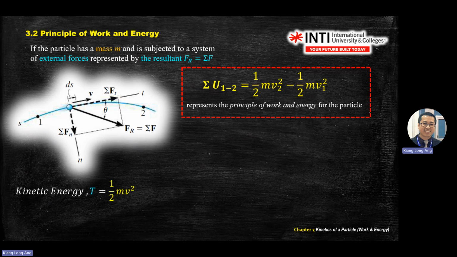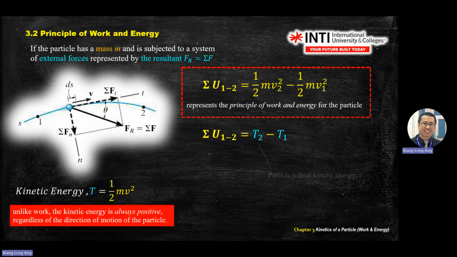To help you memorize during your revision, we will represent this equation with T to represent kinetic energy. So for the principle of work and energy, when we deal with motion with velocity, we write the work done by the particles equal to kinetic energy at station 2 minus kinetic energy at station 1. But basically, you write this one.